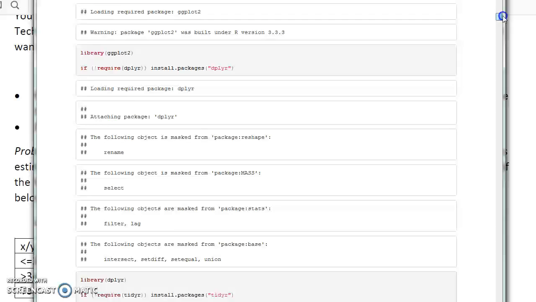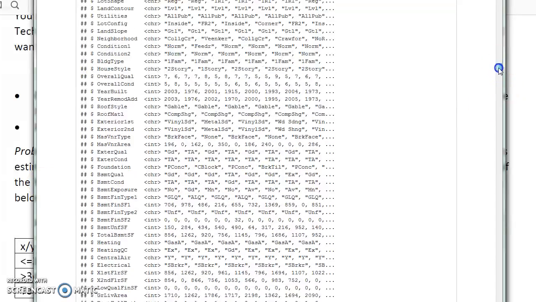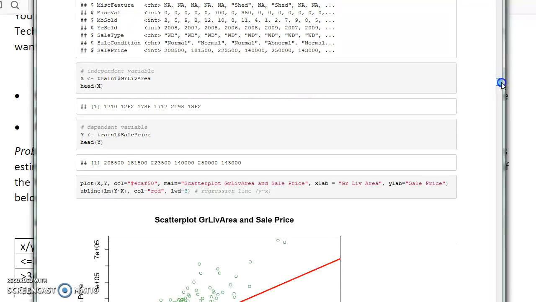This section here is just loading packages. Here's where I'm loading the data. I'm calling it train 1. Take a look at that data. The attributes look like this. Just a quick overview of that.